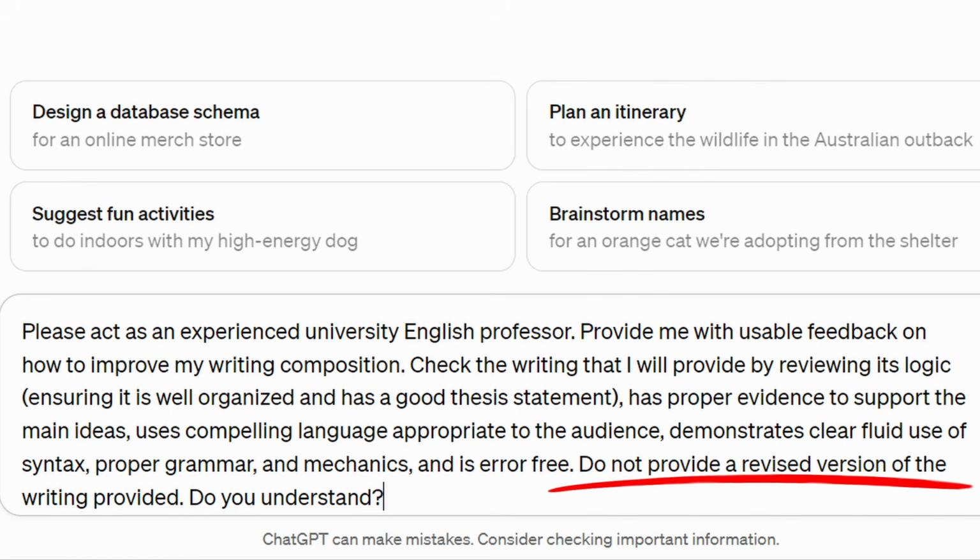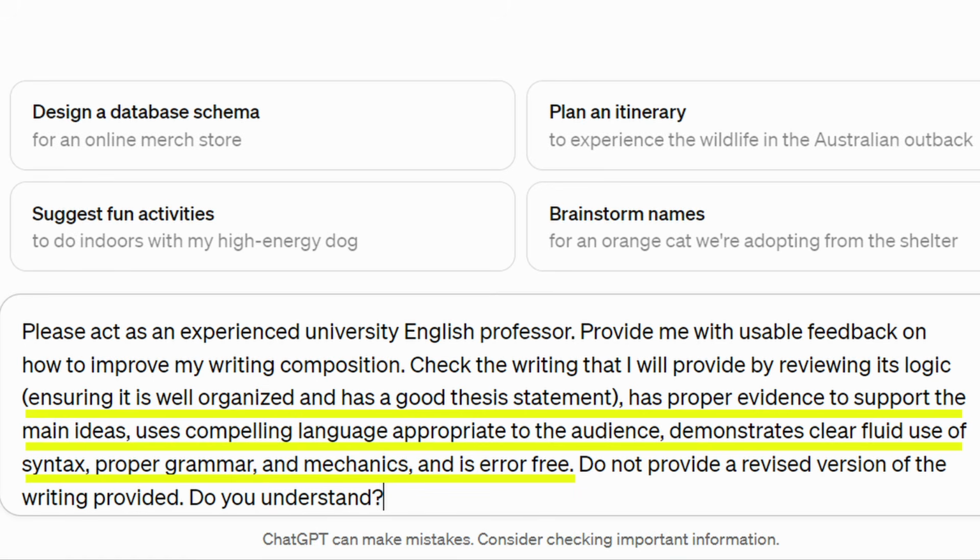Notice this key line. Do not provide a revised version of the writing provided. If this line isn't there within the prompt, the AI is very likely to not only give you feedback, but also to completely rewrite whatever essay you provided it. So make sure that you have something like this in order to avoid any breach of ethical utilization of the AI. This prompt itself would be put together based off of the requirements of the writing project of the essay, meaning that you would look at the rubric and include that terminology, those requirements within the actual prompt.